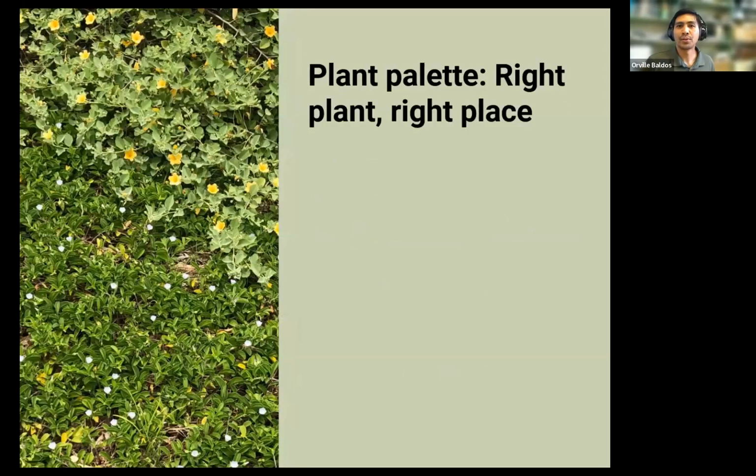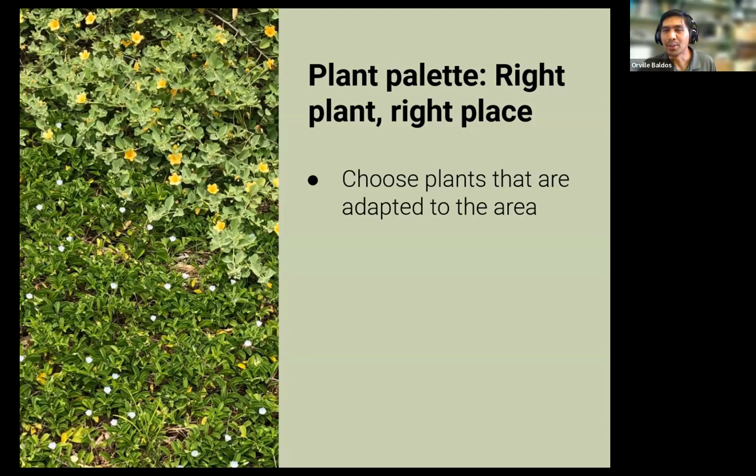If you're choosing plant palettes for a design, the most important thing is you choose the right plant and plant it in the right place. So choose plants that are adapted to a particular area. If you are landscaping maybe a coastal area, then use coastal species, native species that occur there, as your plant palette. If you're landscaping something like a mountain area, then use plants that are adapted to that mountain area.